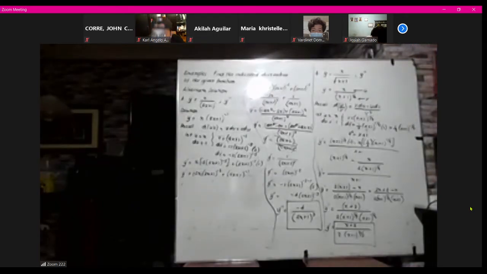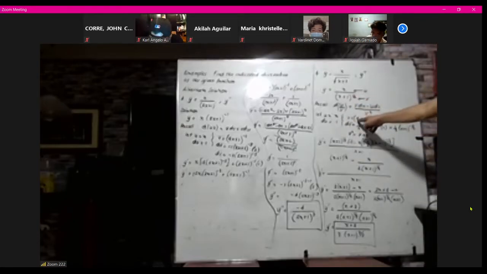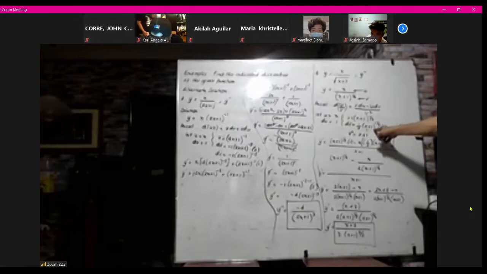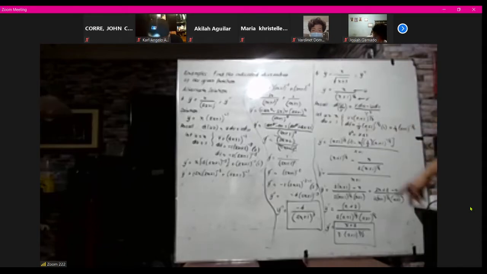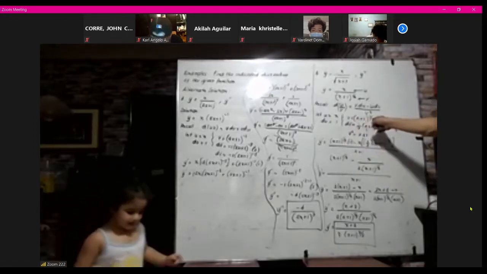So, u, titignan ko ulit. Ang u natin is x, derivative is 1. Then yung v natin, x plus 1 raised to 1 half. Derivative natin is 1 half x plus 1 raised to negative 1 half. And then v natin squared is equal to x plus 1. Then ang v natin is equal to x plus 1 raised to 1 half.